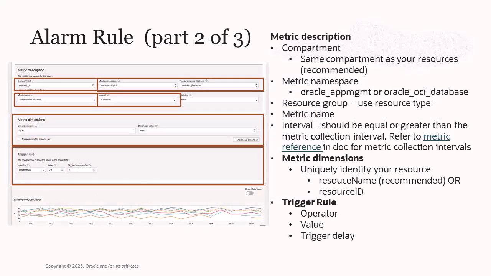And here we've chosen Oracle Apps. And that's just the compartment that we're using for this example. And the metric namespace, again, is Oracle App Management, where Stack Monitoring sends all of its metrics. And then you have the resource group, WebLogic J2E server, with the metric name of JVM memory utilization. And because we've chosen that resource group, knowing that JVM memory utilization is for WebLogic is quite easy.